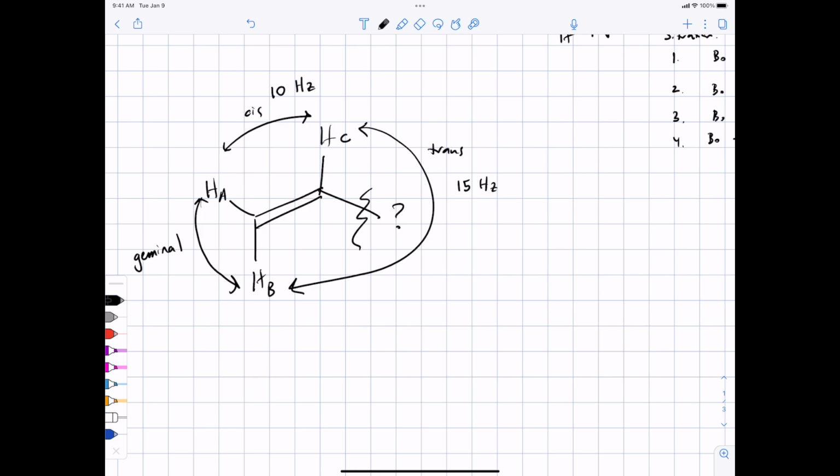So let's pretend you are proton C, and let's imagine what this difference in coupling constants means. The coupling constant between A and C is 10 hertz, between B and C is 15 hertz. So let's see if we can predict what we would expect to see for a proton that's adjacent to 2 non-identical protons, each with different coupling constants.